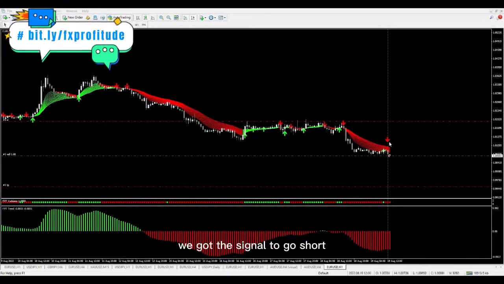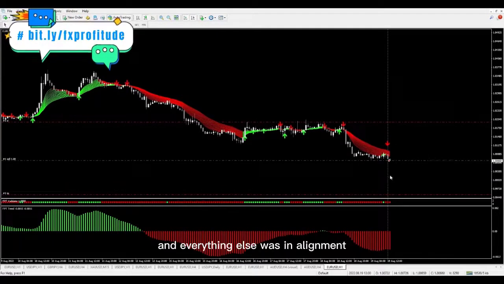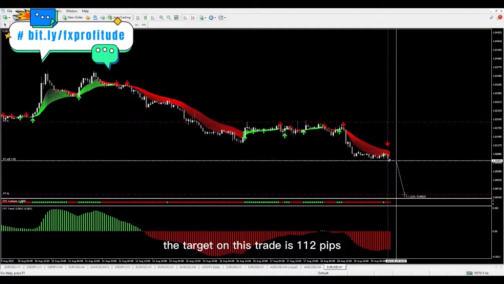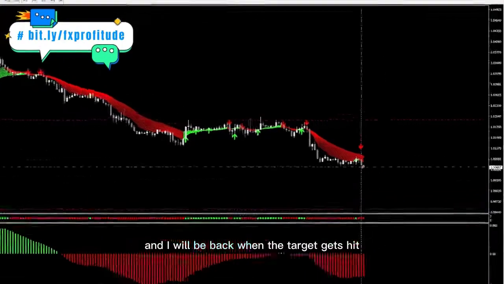We got the signal to go short, and I took the trade. We got the red arrow above the price, and everything else was in alignment for that short trade. The stop is placed above the recent market swing, and the take profit is placed at 1-to-1. The target on this trade is 112 pips, and at this point, I will simply let the trade play out, and I will be back when the target gets hit.